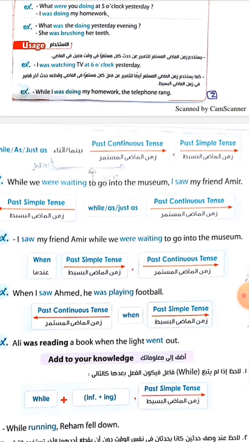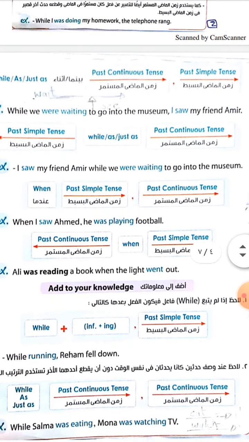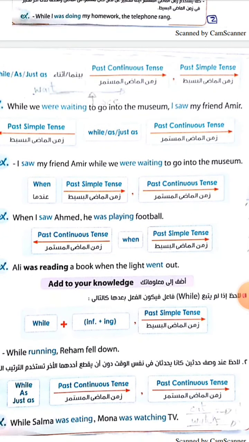The first action, we were waiting to go into the museum، يبقى ده كان مستمر في لحظة من اللحظات بتاعته أو in the middle of this progressive action, I saw my friend Amir. شفت صديقي أمير. أوكي. عندنا كمان when past simple past continuous، يعني after when we use the short action، بعد when هنستخدم الحدث القصير اللي هو حصل خلال الحدث الأطول، فنقول when I saw أحمد he was playing football.